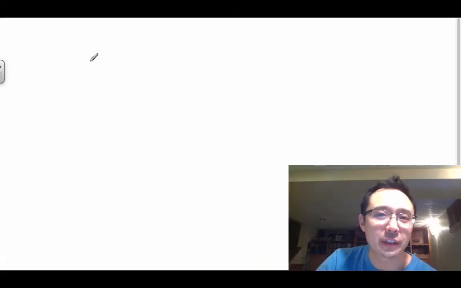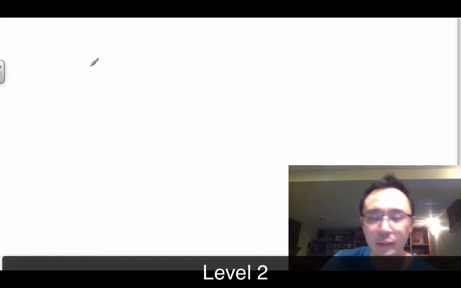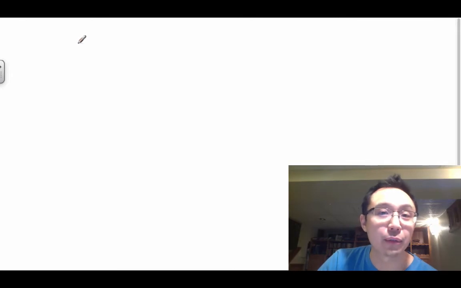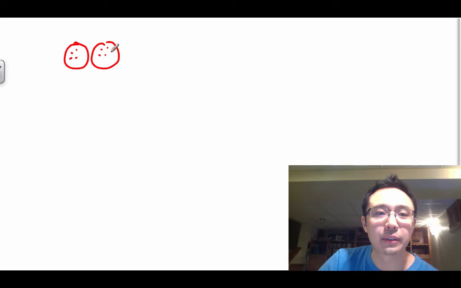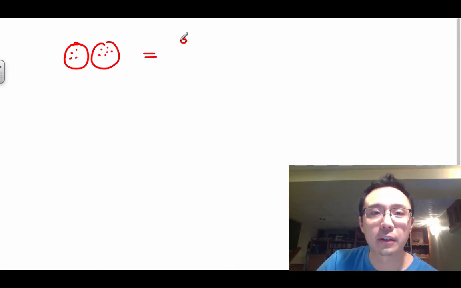Okay, so after the first example, this is going to be a second example with a slight twist. So this is sort of the next level of our solving equations. So remember last time that we had 2 oranges, and this was equal to $6. So 1, 2, 3, 4, 5, 6.